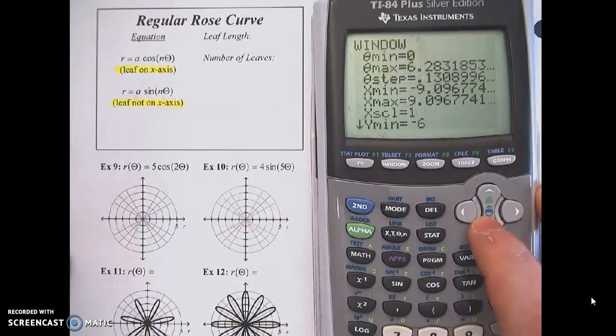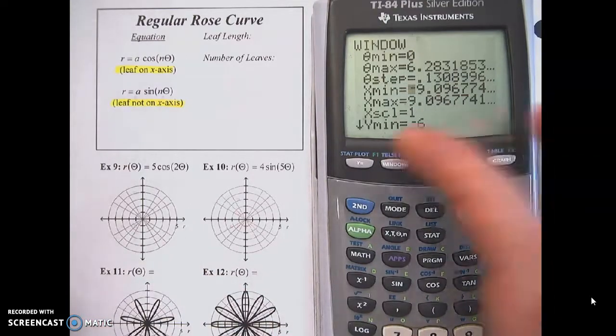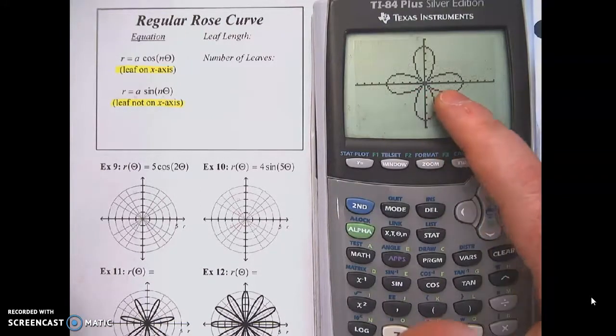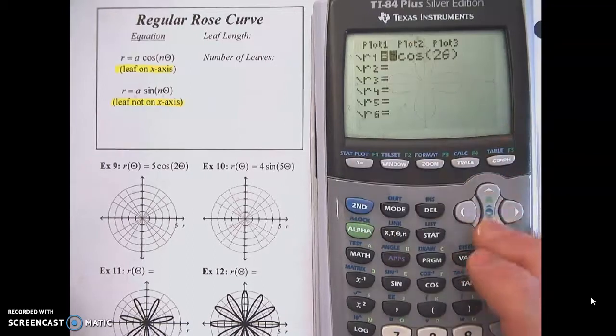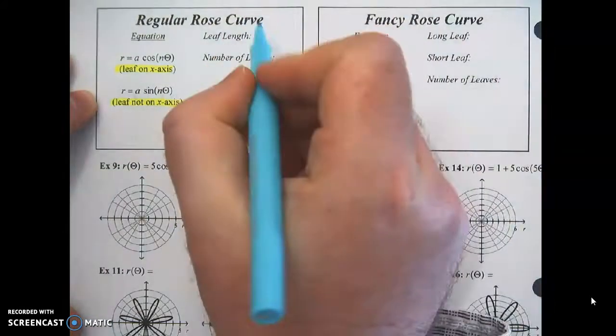I messed up my window. When did that happen? Oh no, okay, it's all right. I forgot I squared it off, didn't I? 1, 2, 3, 4, 5. If I change the window to a 6. So what did we figure out? The leaf length is dependent on whatever A is.